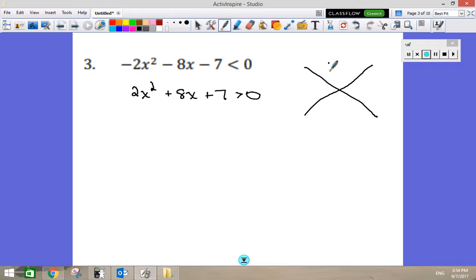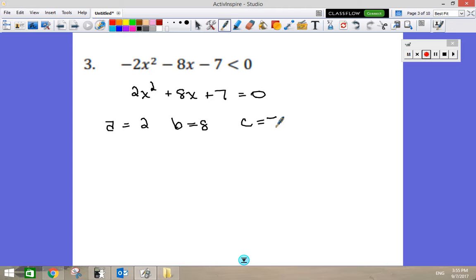2 times 7 is 14. So we need two numbers that multiply together to give us 14 but add together to give us 8. Well, I don't believe that we can do it because 2 times 7 is 14, but 2 plus 7 will be 9. So again, I think we're going to have to use the quadratic formula. What I'm trying to do here, let's set this equal to 0. I'm trying to find the critical points. So A is 2, B is 8, and C is 7.